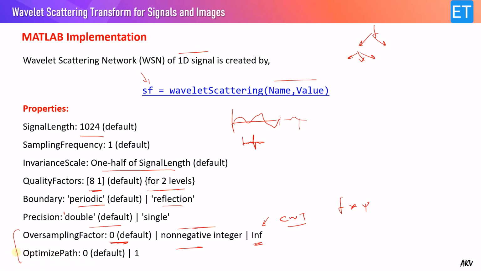And now let me talk about the optimized path. Optimized path is slightly complex. The default value is 0, which means we are not going for any optimization. And if you keep it 1, then some optimization is done in the network. Just consider this tree. Here every branch is computed. When you keep this value 0, no optimization is done, and coefficients at every node are computed. But if you keep this as 1, then some optimization is done. Some branches are discarded, so we do not calculate the scattering coefficients for those nodes.